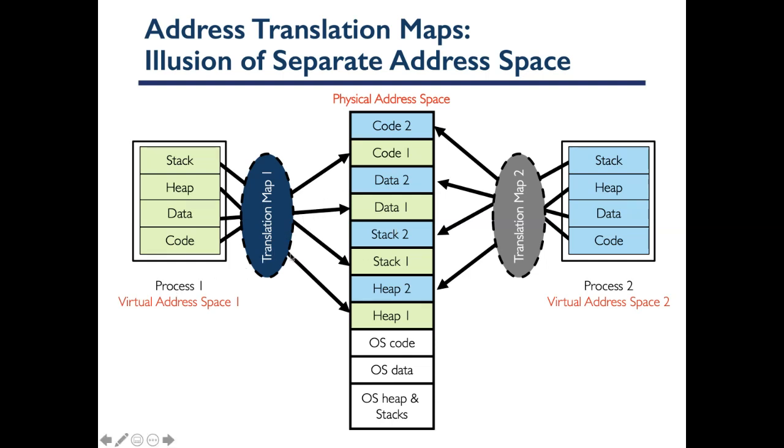The way it works is basically the operating system maintains these two translation maps, translation map 1 and translation map 2. These are controlled by the operating system, and they provide a mapping between the virtual address space and physical address space. So the operating system knows where to find each one of these in the physical address space, and also enforces protection on this. If one of the processes wants to access an address that is not mapped to it, the operating system can intervene and prevent that instruction from going through.